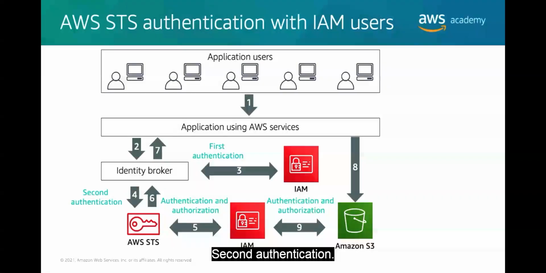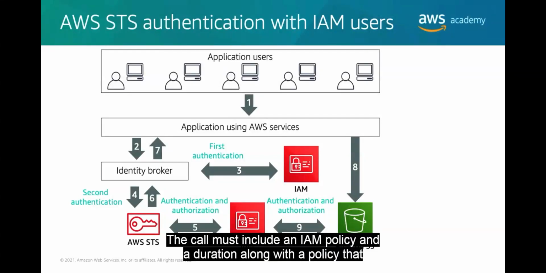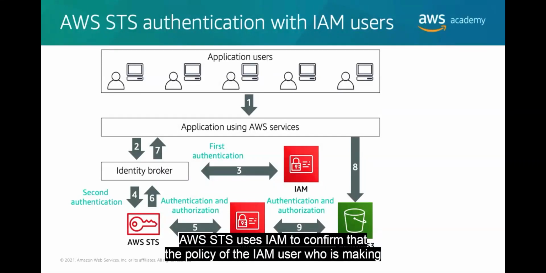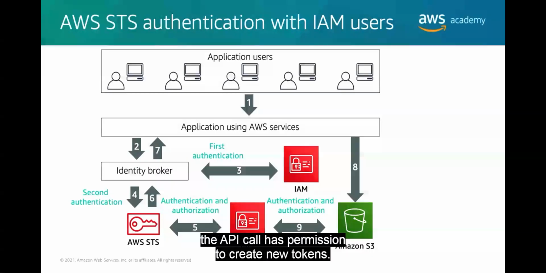Second, authentication. If the authentication is successful, the identity broker makes an API call to AWS STS. The call must include an IAM policy and a duration, along with a policy that specifies the permissions to be granted to the temporary security credentials. AWS STS uses IAM to confirm that the policy of the IAM user who is making the API call has permission to create new tokens.